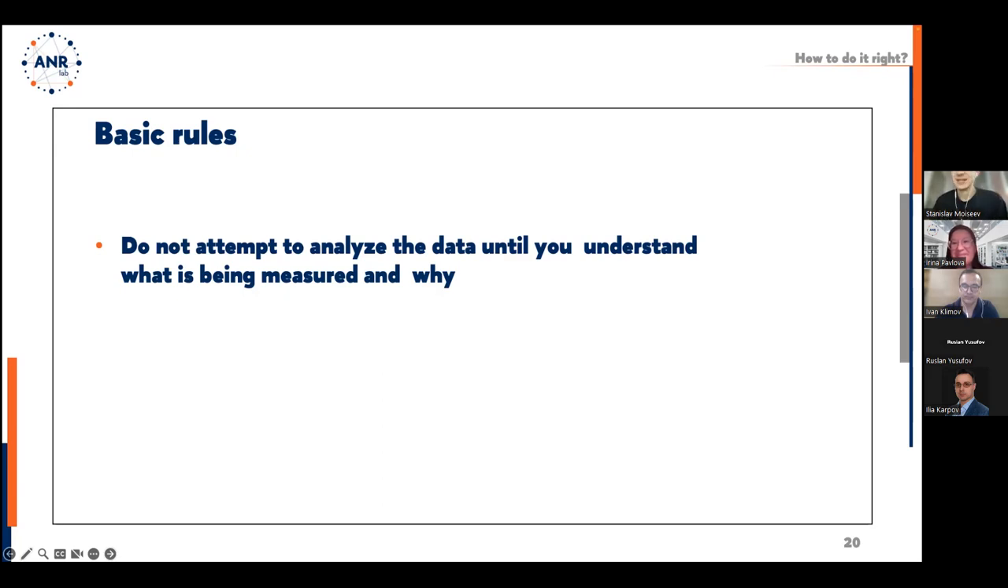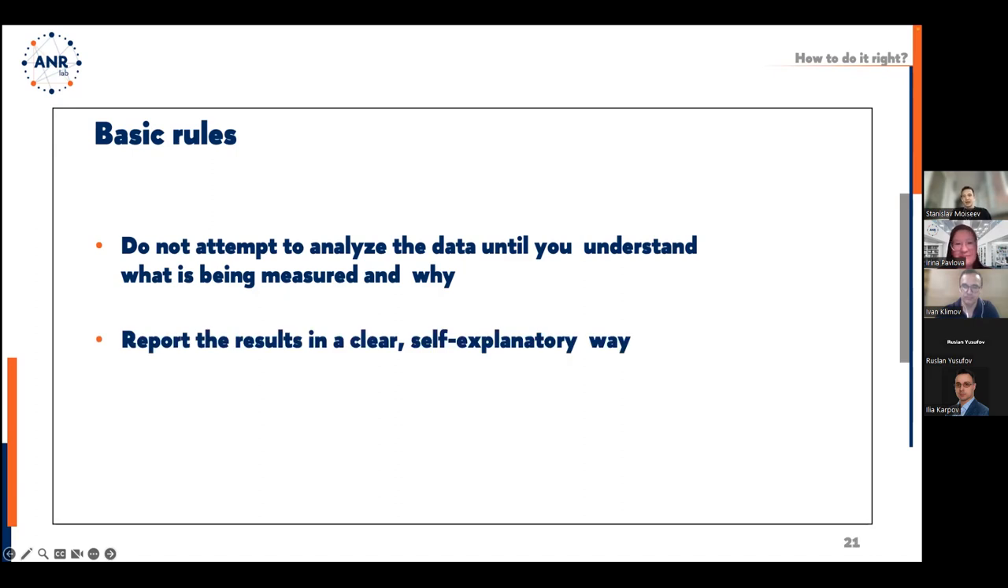And you will build all your analysis, all your projects on this data. First of all, you have to analyze what your fundamentals are. And then again, it's very important to report results in a clear way.